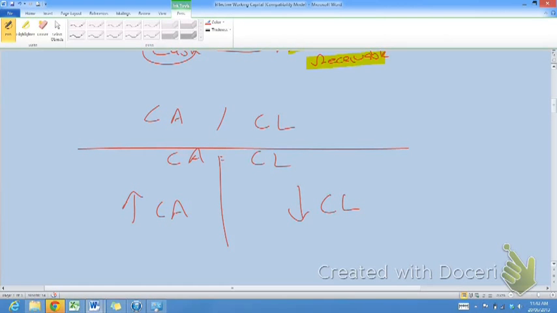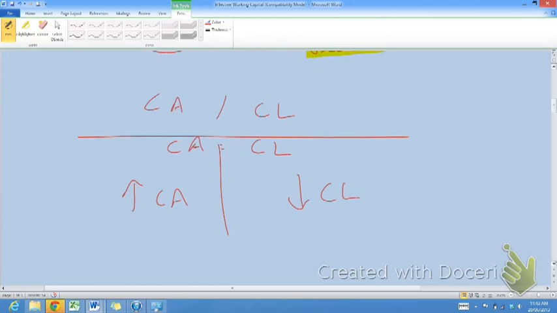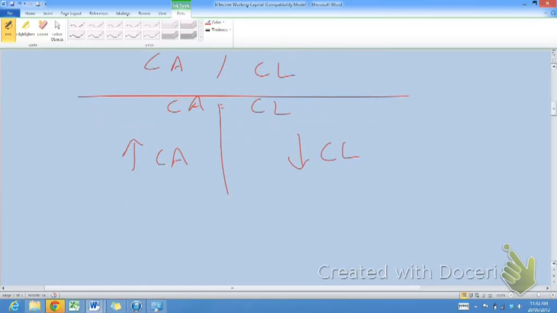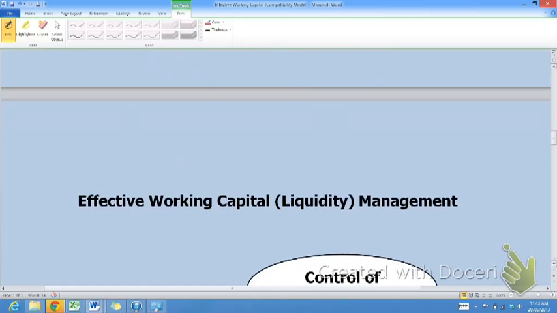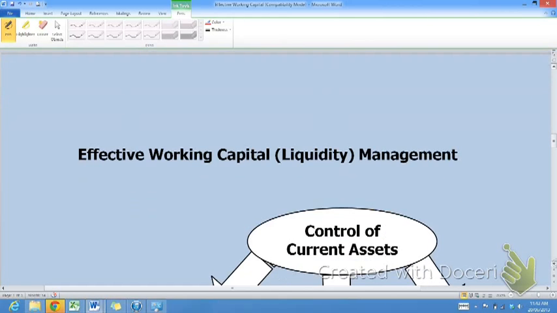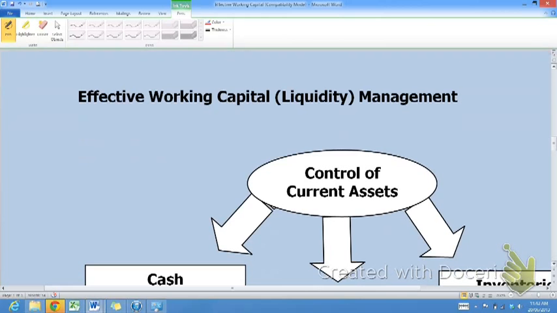Now, in your next lesson, you'll actually be given a sheet, a copy of this, so please don't write all this down, but we're going to go through a few strategies now. So let's look at the left-hand side of the sheet first. So here we're really looking at controlling current assets. I'm just going to reduce my screen a bit here.